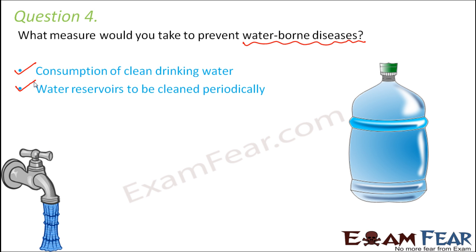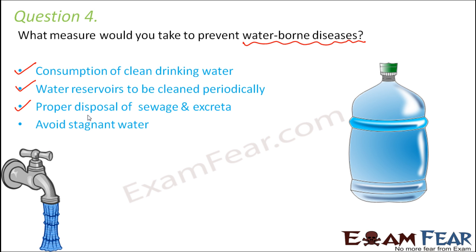Water reservoirs should be cleaned periodically. The storage container where you store water should also be cleaned periodically, because there might be some dirt in that, and on top of that you keep pouring water again and again. Proper disposal of sewage and excreta, so that the water which you are drinking is far away from where the excreta disposal takes place, so that there is no contamination of the water. Avoid stagnant water, because stagnant water can give rise to many bacteria. It can also give rise to breeding mosquitoes. So stagnant water should always be avoided.